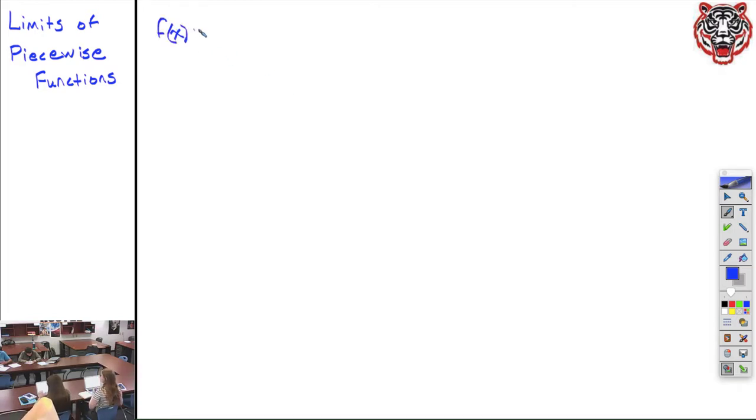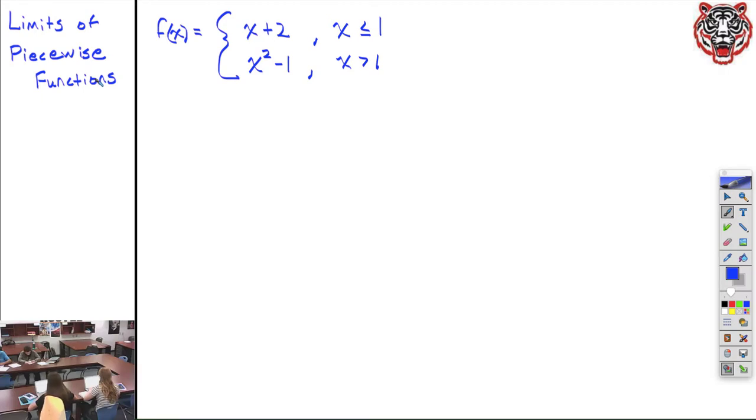f of x is equal to two different things depending on some conditions. It could be equal to x plus 2 if x is less than or equal to 1, or it could be x squared minus 1 if x is greater than 1. You could have 3 equations, 5 equations. Just more than one makes it a piecewise function. So we're going to try to graph this thing.